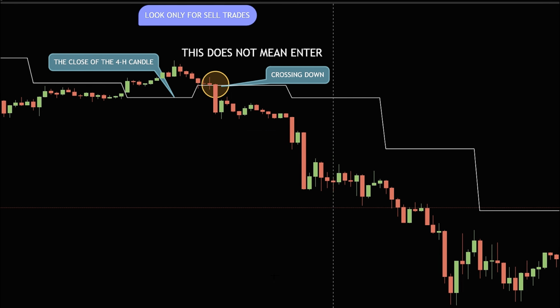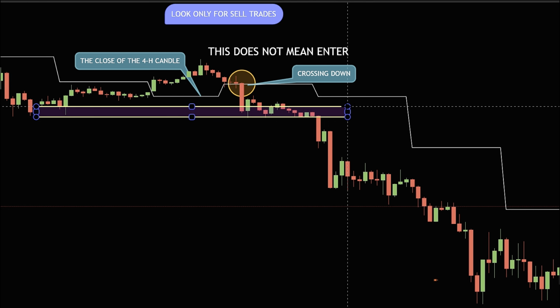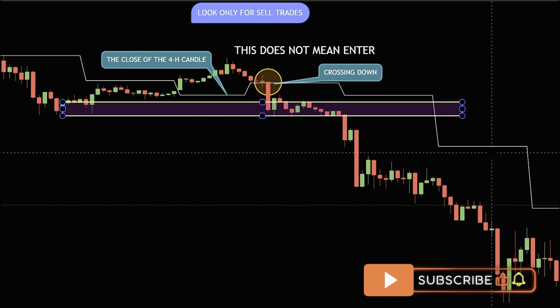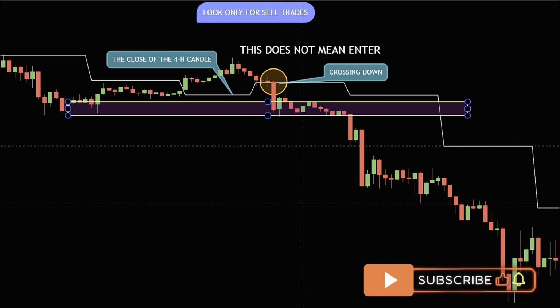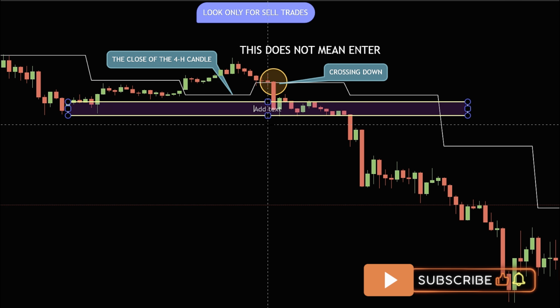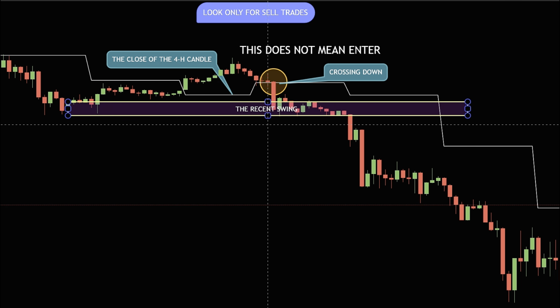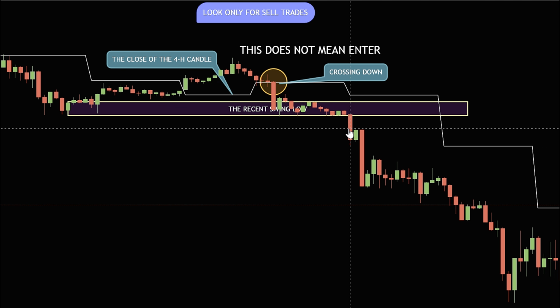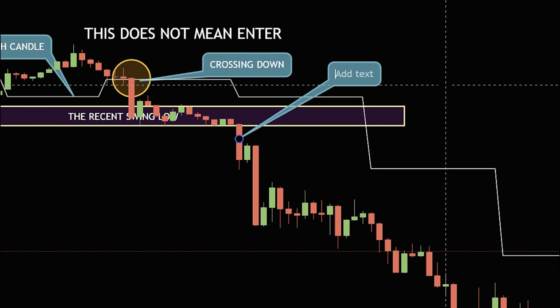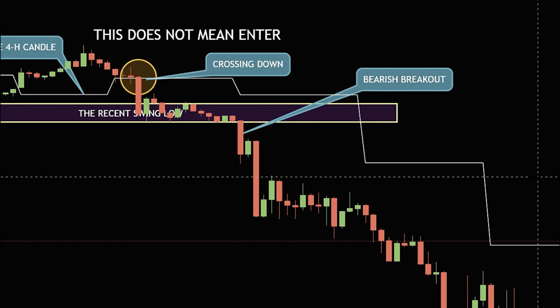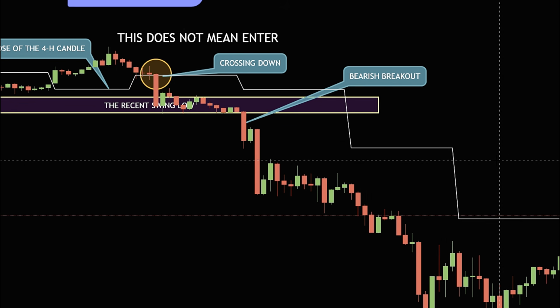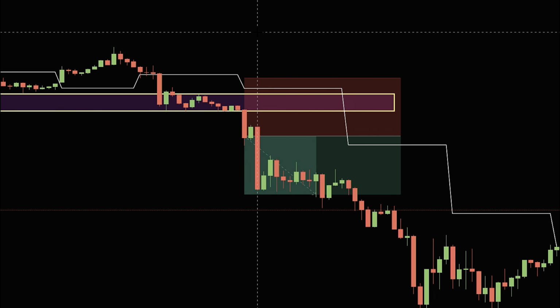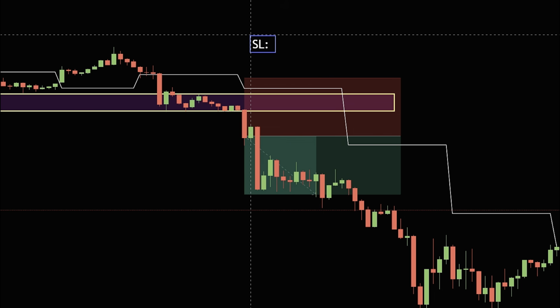Once the price breaks that 4-hour line, you mark the most recent swing low. We need to see if the market actually has enough bearish momentum to push through that level. If the price can't break that recent swing low, the breakout is a fake out. It's market manipulation designed to trap retail shorts. We only enter when the price breaks that support level, that recent swing low. That candle that breaks the swing low after the breakout, that's your sell trigger. Your stop loss goes at the recent swing high and your take profit is 1.5x or 2x your risk.